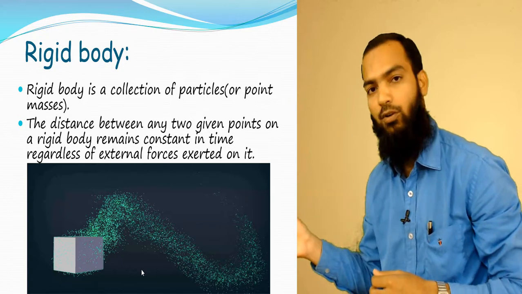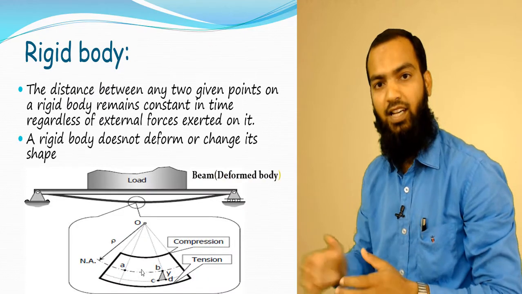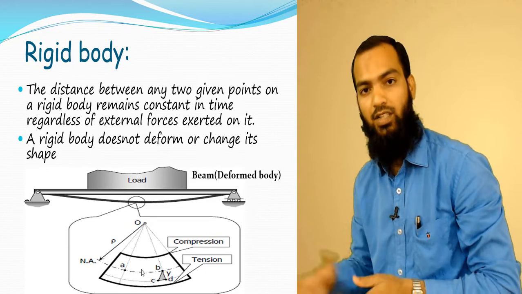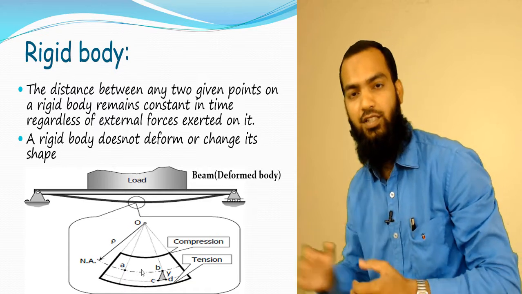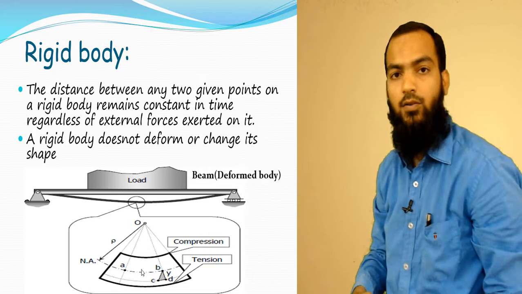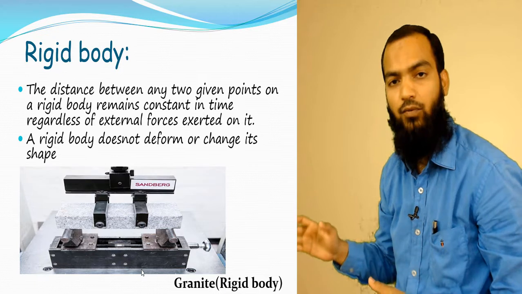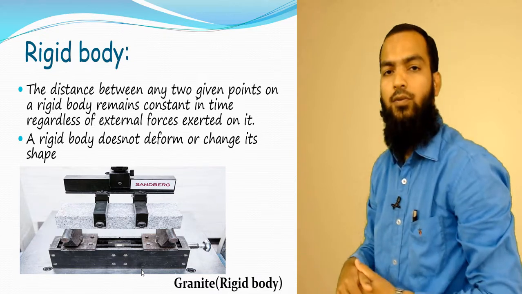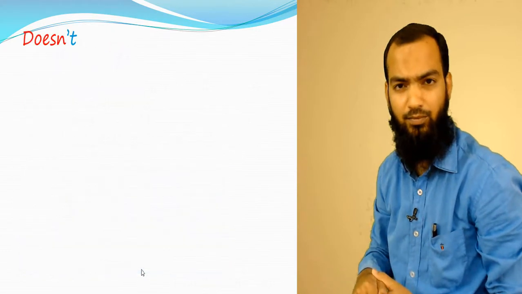Let us see an example of a deformed body. A beam. A load is acting on it and it undergoes some deformation. Here you can see that the distance between two points is changed due to the change in shape. So we have the best example for a rigid body, granite. If we apply forces on granite, it does not deform or change its shape. It simply breaks down. Is it really possible?